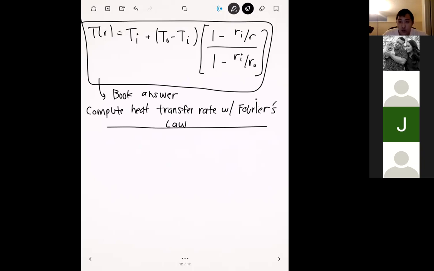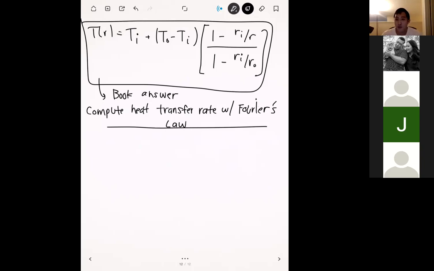Oh, question. So which one do you recommend that we use? So, typically for heat equation problems, you're going to be solving the heat equation from scratch. And so which answer you end up with is really going to depend on the boundary conditions, right? I'm probably not going to ask you to solve the heat equation for two prescribed temperatures because we just did that.